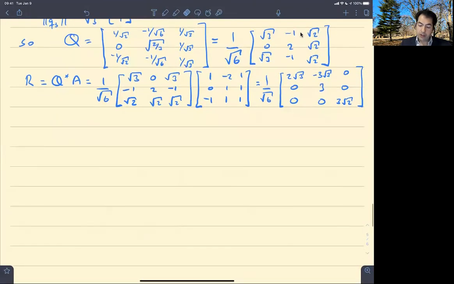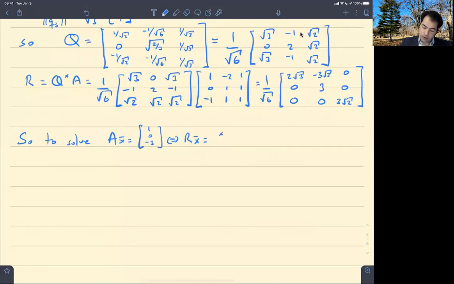Okay, having found Q and R, we would now say, so to solve AX equal to B, and here B is 1, 0, minus 3. Well, this system is equivalent to wanting to solve Rx equals Q star applied to 1, 0, minus 3. Q star applied to 1, 0, minus 3 gives you 1 over square root of 6 times 4 times square root of 3, 2, and minus 2 square root of 2.